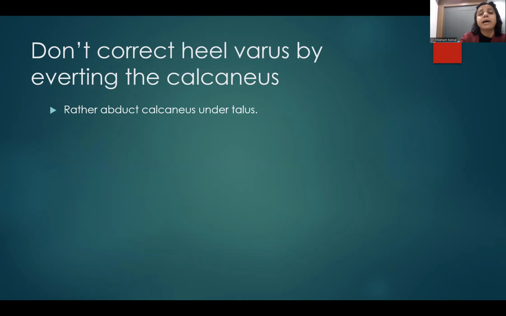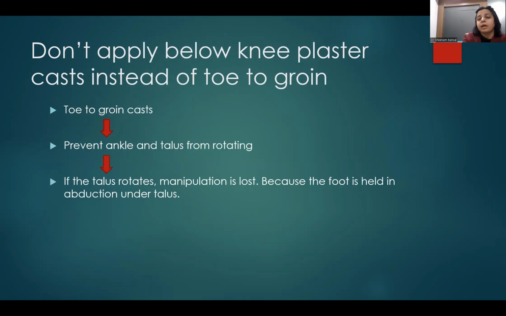Don't correct heel varus by everting the calcaneus. Instead, you have to abduct the calcaneus under the talus. You don't have to evert; you have to abduct. The main funda is supination and abduction. In the first cast, you have to supinate, and from the next cast, you have to abduct.